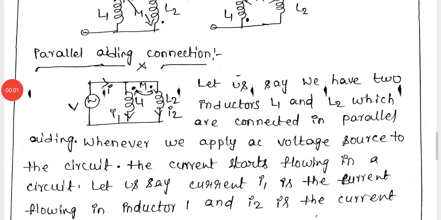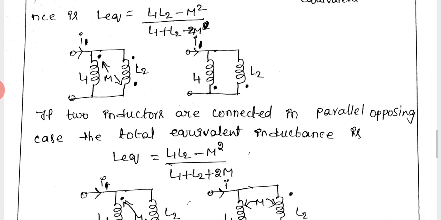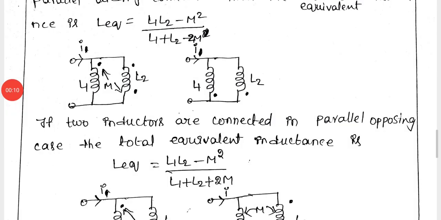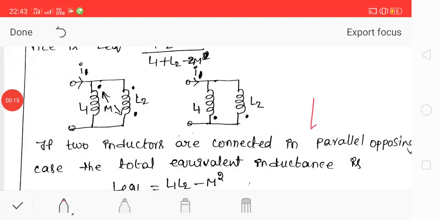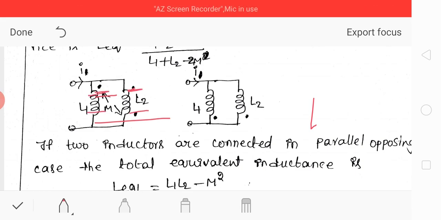Okay, now I would like to explain the equivalent inductance in parallel aiding connection and parallel opposing connection. These two circuits are parallel aiding connections. In this case, these are two coils, first coil and second coil. At these points the currents are entering the coils, and at these points the currents are leaving. So these two connections are parallel aiding connections.